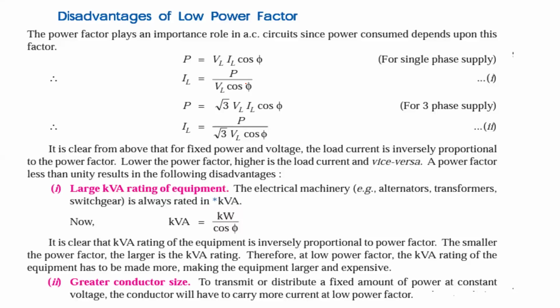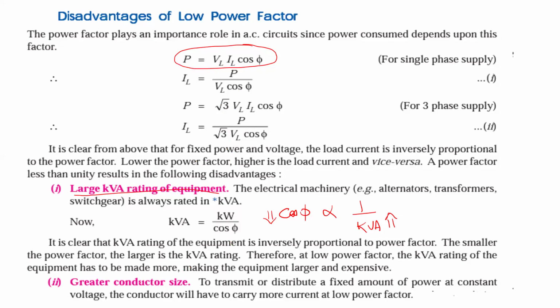Just observe the formula P equals VL IL cos phi. From that, what's the value of IL? P divided by VL cos phi. Another formula: cos phi is inversely related to which thing? kVA. If cos phi is low, there is an increase in kVA. That is, a larger kVA rating of equipment is required if you have a low power factor. That's the first and foremost thing.